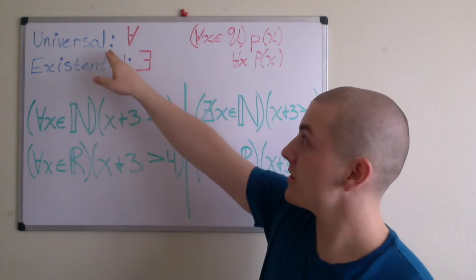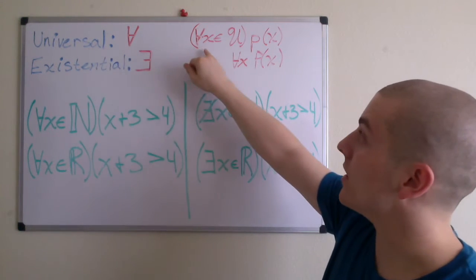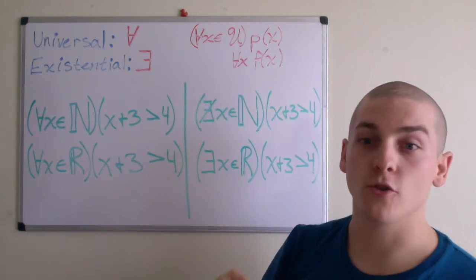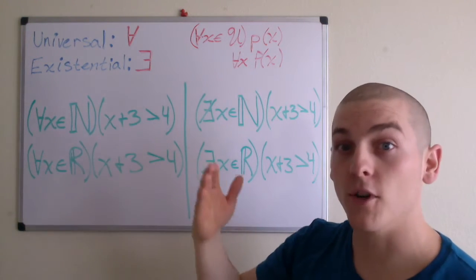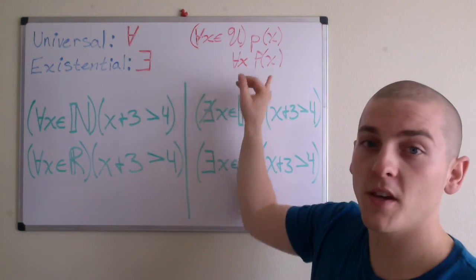So in this case, with the universal quantifier, this is read as "for every." You would say for every x that is an element of the universe, p of x is either true or false for every x. The shorthand for this is "for every x, p of x."